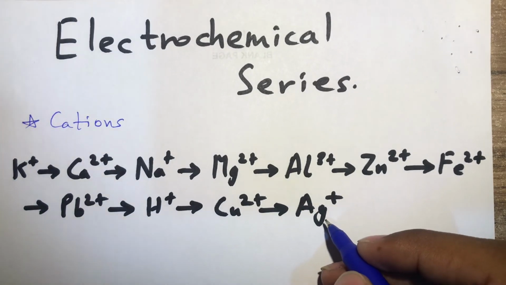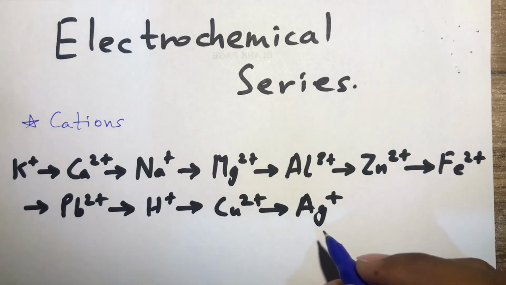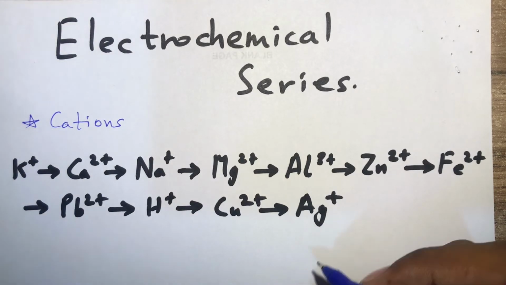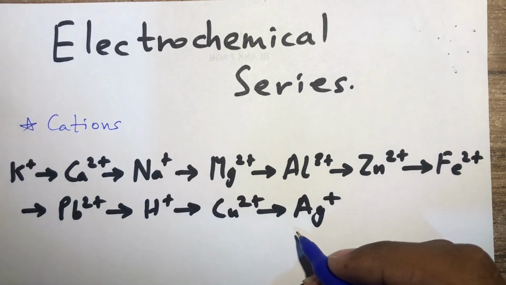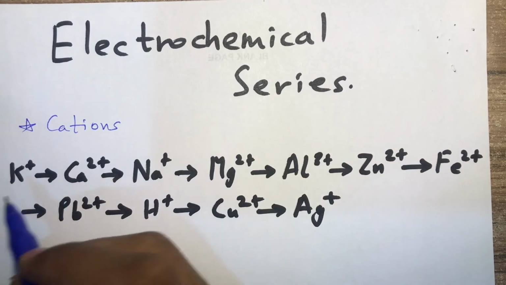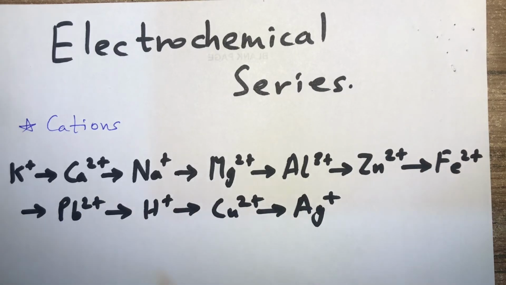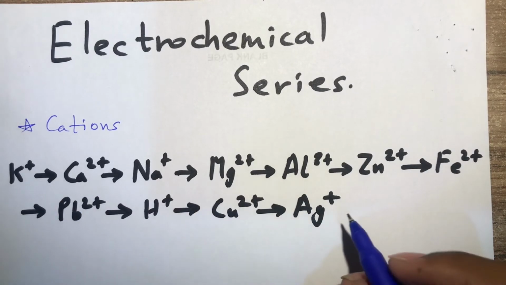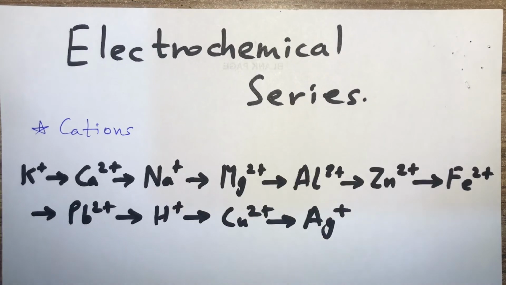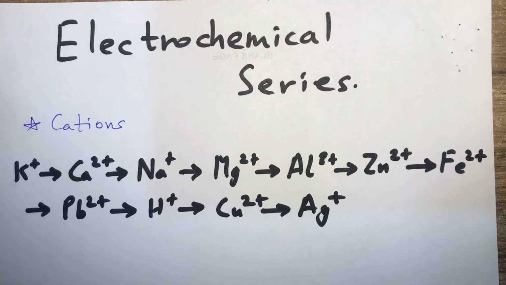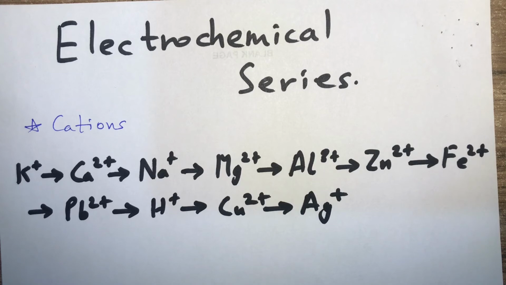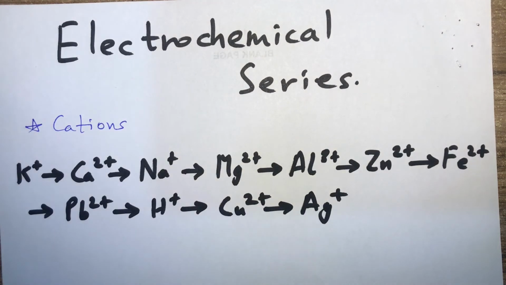That is because the SEP value of silver ion is higher, and it is easier to reduce it to silver metal, whereas for the potassium ion, it's difficult to reduce it. So that's why in electrolysis or in cells, silver discharges first at the cathode. That is because silver ion has more reducing power. It is a stronger oxidizing agent. So this discharges first from the electrolyte.